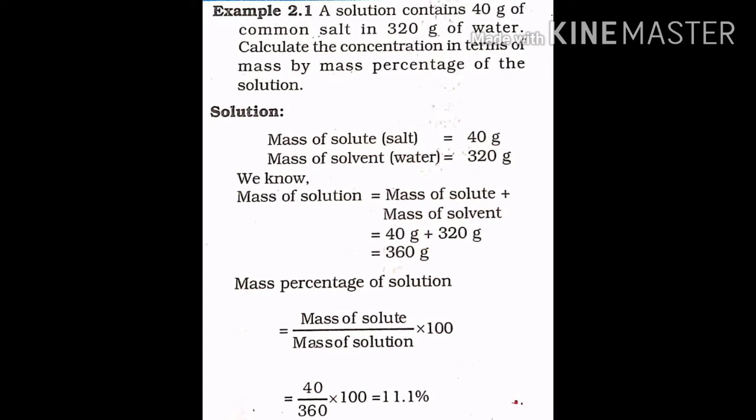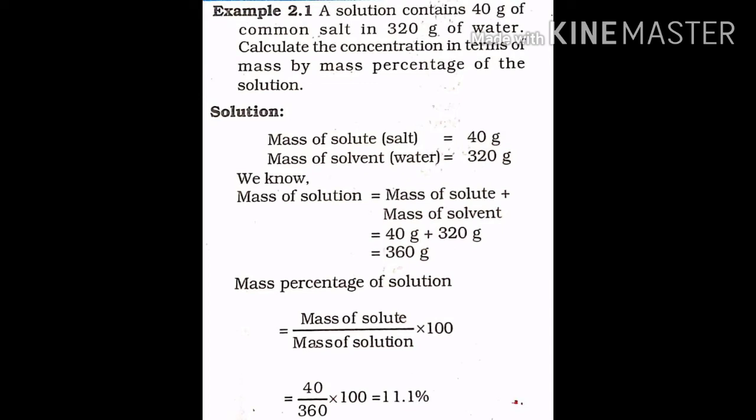Example 2.1. A solution contains 40 gram of common salt in 320 gram of water. Calculate the concentration in terms of mass by mass percentage of the solution. Solution. Mass of solute, that is salt, is equal to 40 gram. Mass of solvent is equal to 320 gram. Solvent here is water. We know mass of solution equals mass of solute plus mass of solvent. So, mass of the solute 40 gram plus mass of solvent 320 gram is equal to 360 gram.